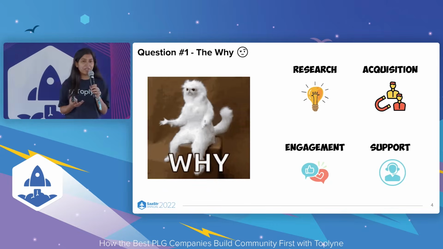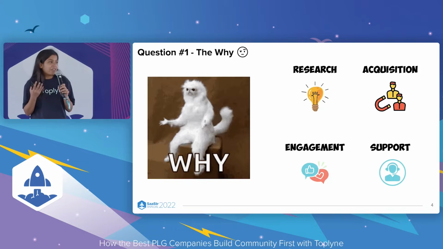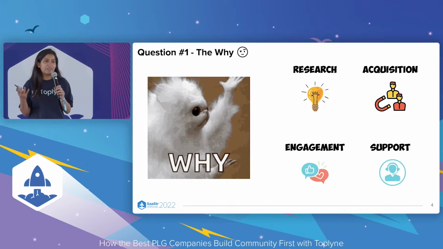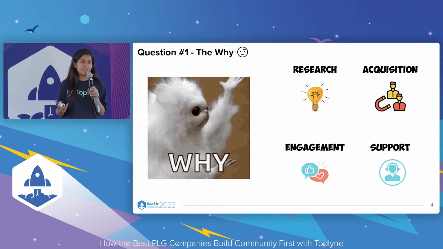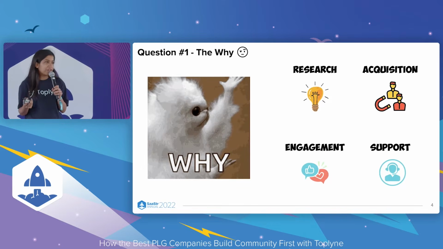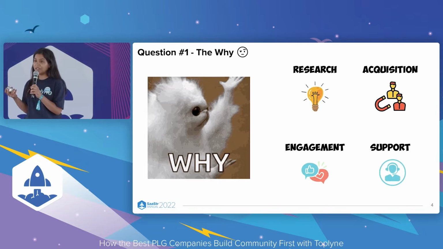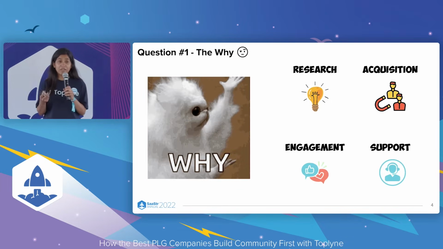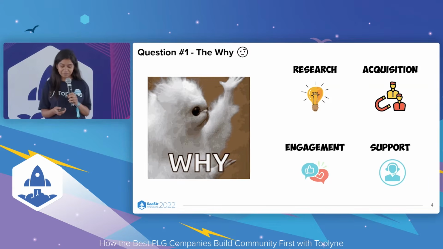Another reason for building a community could be engagement. If you already have an active user base, you can have people engage with one another on how they're using the product, and this will basically help you improve retention on your platform. And lastly, you could be building your community for support. You can identify what are the pain points that users are facing when they are using your product. You can help them overcome those issues and cause them delight.